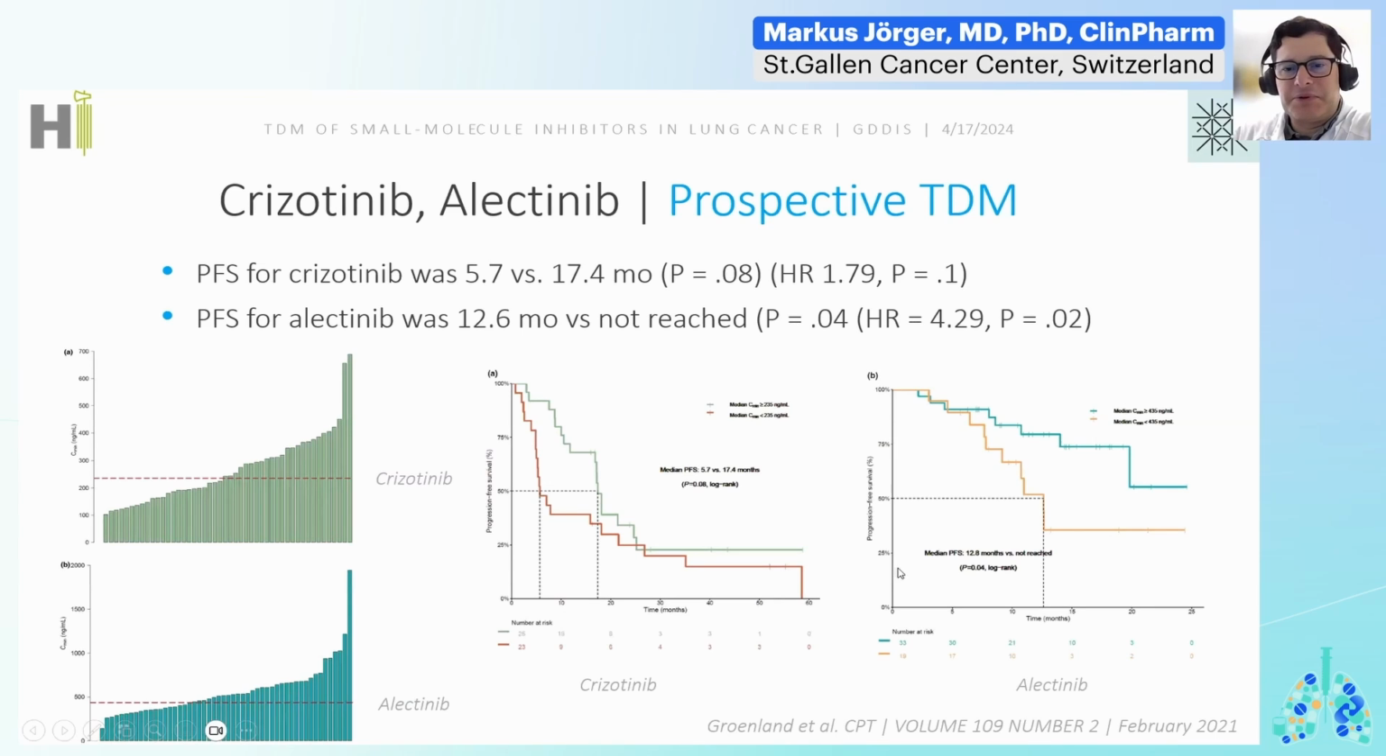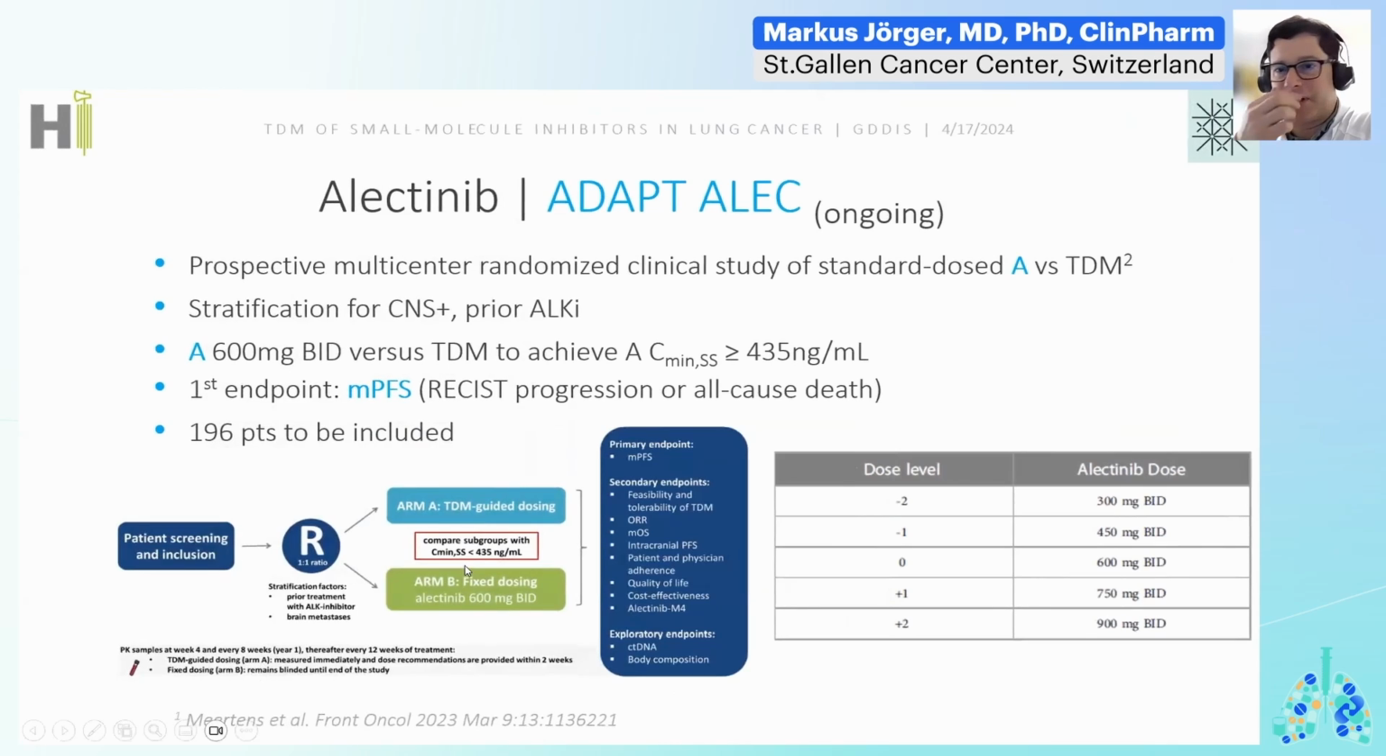And then in particular for alectinib, there is a pretty good separation for the PFS curves for C trough levels, high versus low. And this is pretty intriguingly also some separation for criso, but not that impressive then for alectinib. And this actually was the base to go for a prospective randomized trial that is ongoing at the moment. Also initiated at least from our Dutch colleagues.